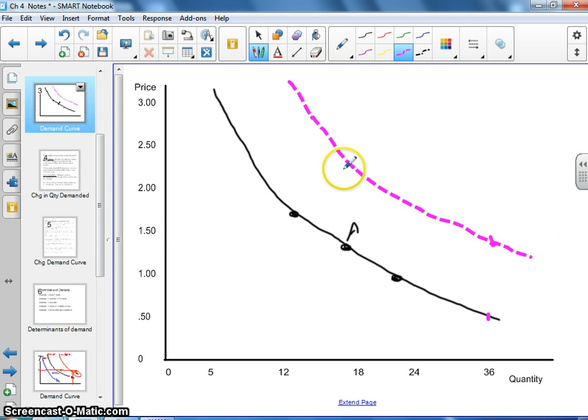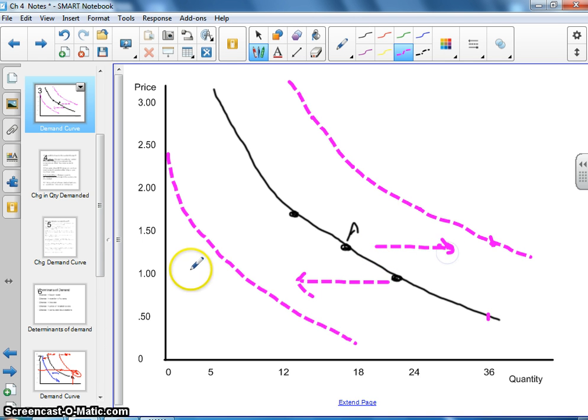What would be some examples that would push that curve out to the right? Or, what would make the curve move to the left, where consumers want less at every price in the market? As we take a look at our determinants of demand, it'll help us answer that question.